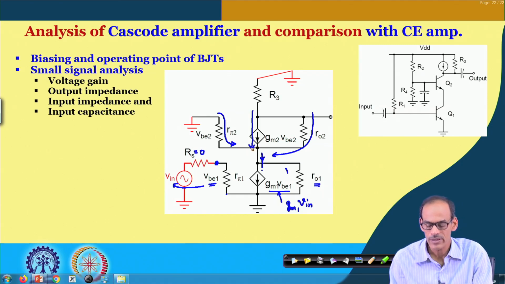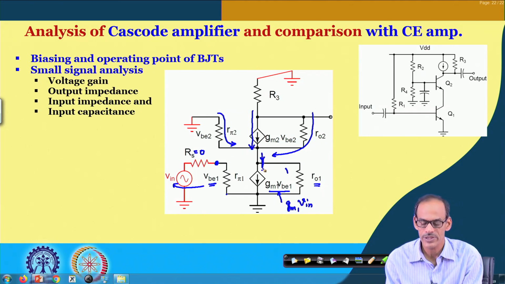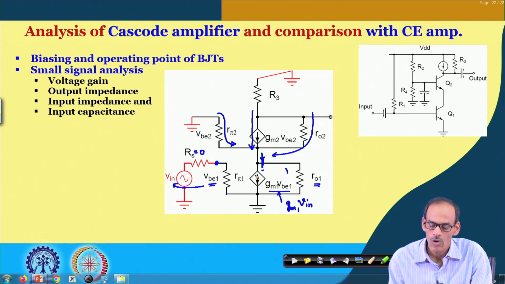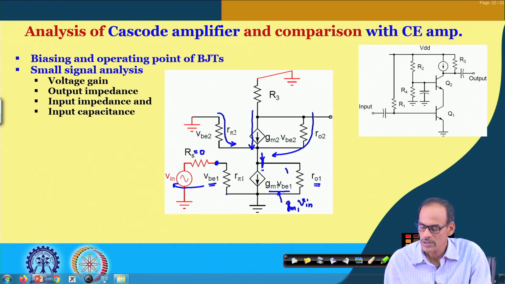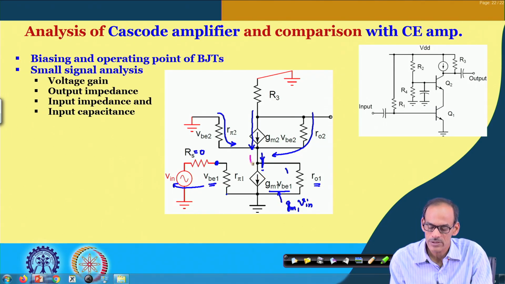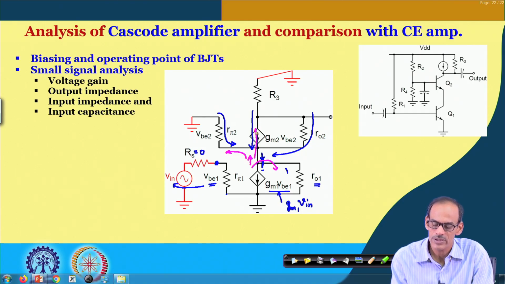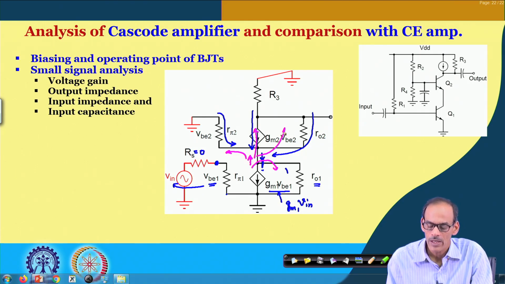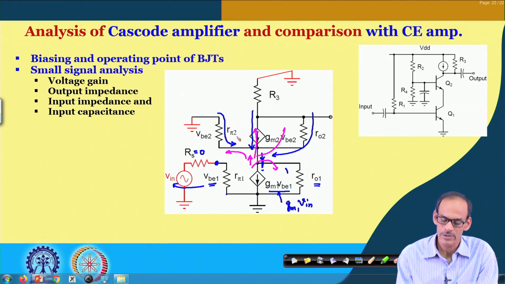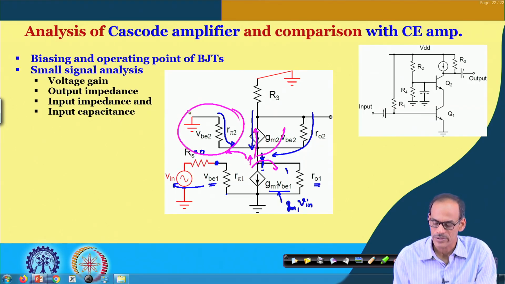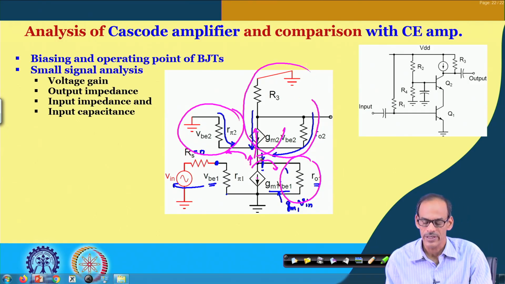Either you can say that the signal current is flowing in this direction, or you may say that the signal produced by this circuit is getting injected here, and then part of this is going here, part of this is going here, and the rest is going here and here. Depending on the impedance offered by each of these paths, this current will get segregated.